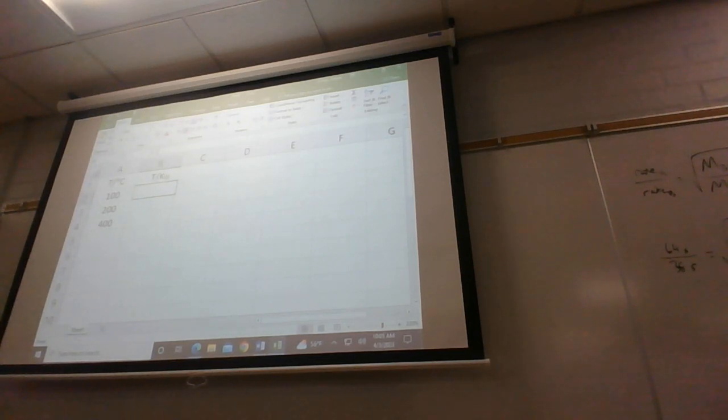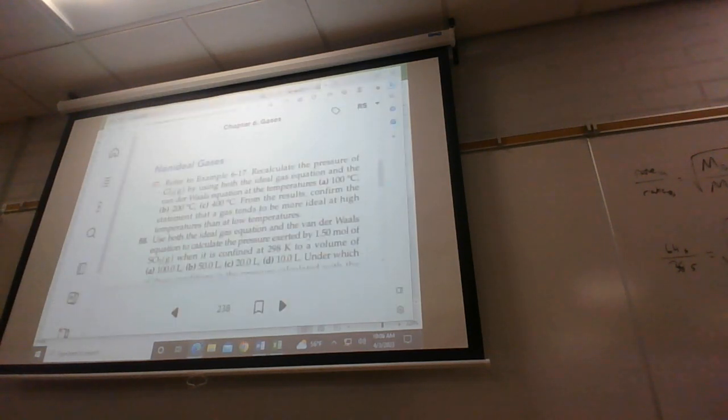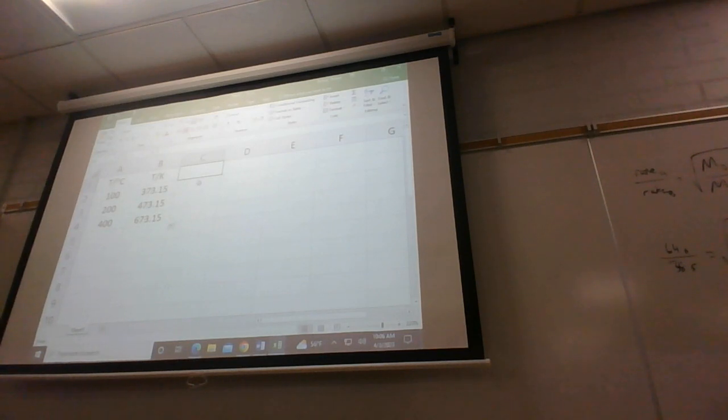With Excel, I can just type in equals, and that sets up the formula bar. I'm going to go equals this plus 273.15. I don't want to retype it for each row, so I click on this cell, and the little plus symbol appears in the right-hand corner. I double click on that, and it copies the formula down. Then this question is asking for the pressure, so I'm going to have Excel calculate the ideal gas pressure. P is equal to nRT divided by V.